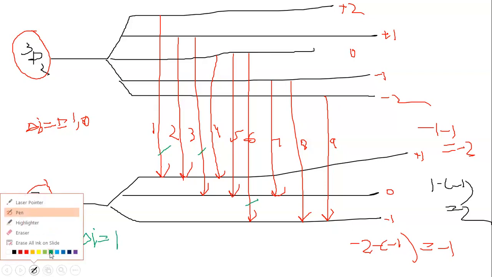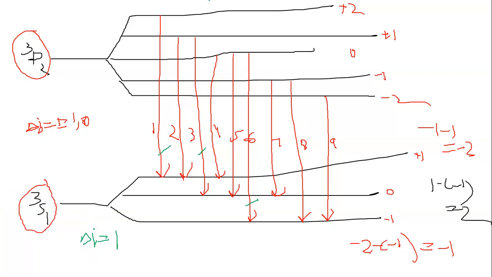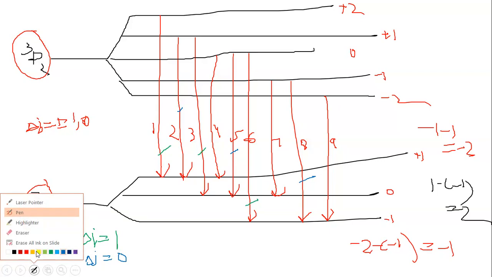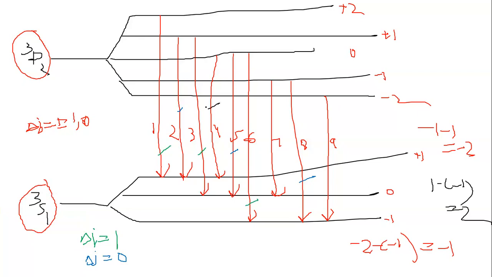Similarly, you consider the blue lines, from 1 to 1 it is 0, 0 to 0 this is 0, and minus 1 to minus 1 this is 0. So these three blue lines correspond to delta j equals 0, and the remaining lines, these black ones, correspond to delta j equals minus 1.